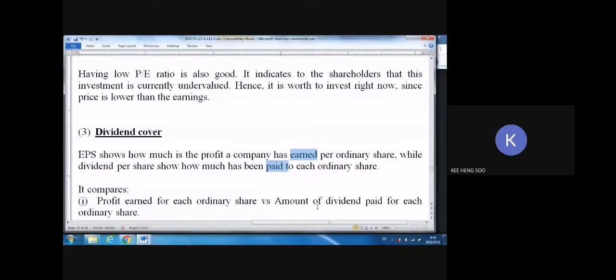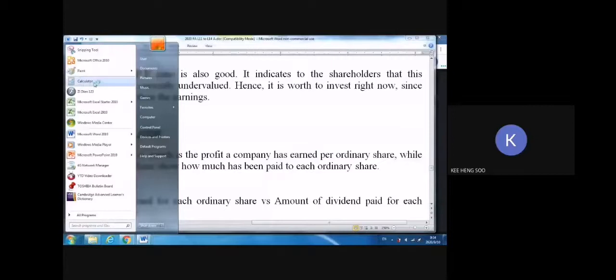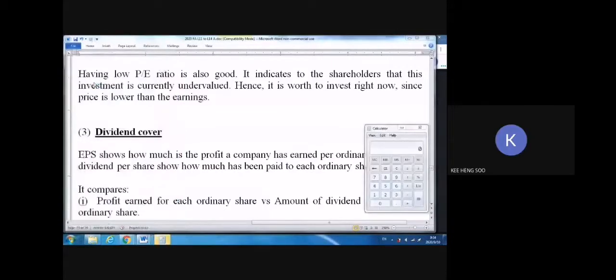If 50 cents divided by 30 cents, so use your calculator. My calculator is not working. If 50 cents divided by 30 cents, that shows the company is able to cover 1.67 times. How much is the profit they earn? 50 cents, you pay 30 cents, still got a balance of 20 cents for the next year. So your dividend cover is 1.67 times.